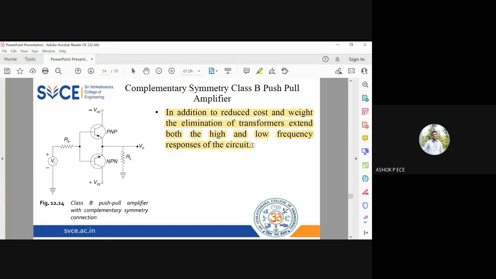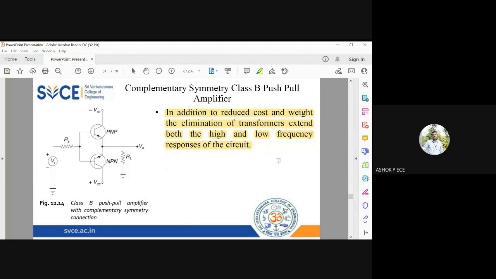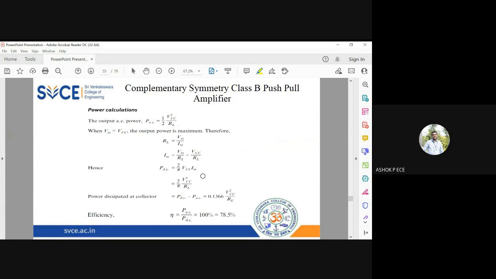We didn't use a transformer anywhere, but in the initial class B push-pull amplifier circuit, you have one transformer at the input and one at the output, and we have eliminated both. When you eliminate transformers, the circuit will obviously become very small and very handy. The cost will come down, the weight will come down, and it will look very slim. That is one more advantage of complementary symmetry push-pull class B amplifiers.